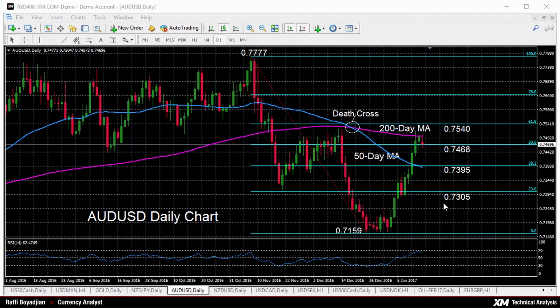Looking at the medium-term picture, the recent gains have not yet been enough to alter the slightly bearish structure that's taken shape since the death cross of the 50-day moving average below the 200-day one in December.